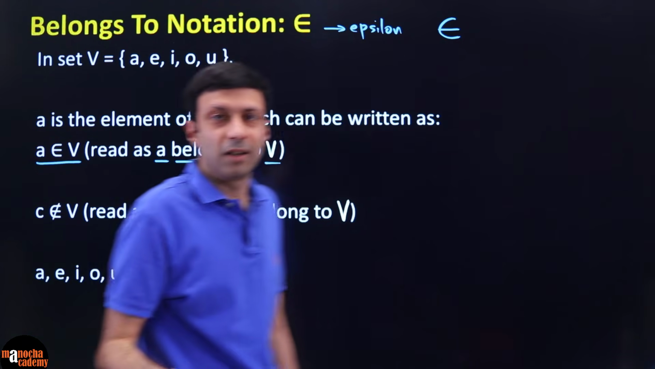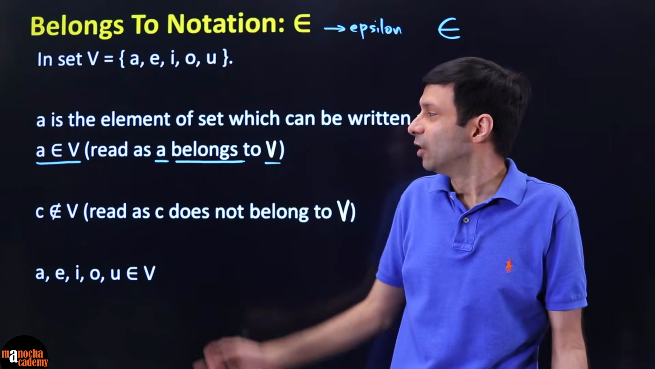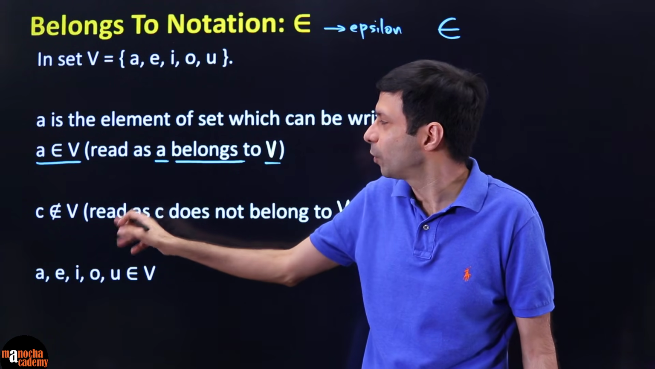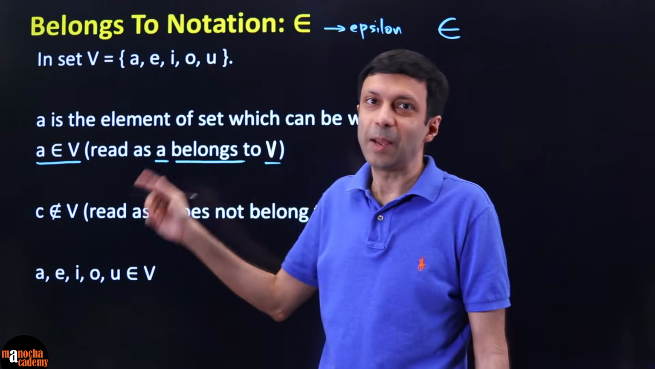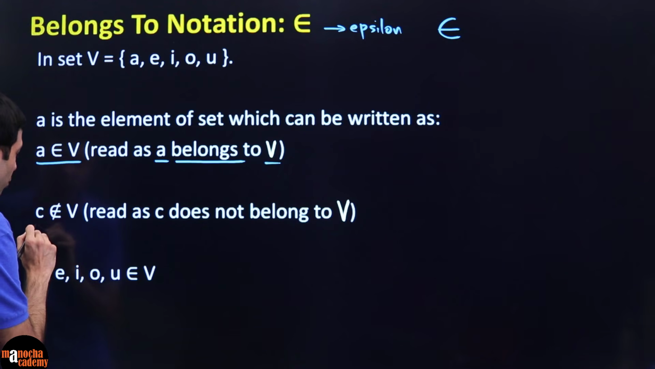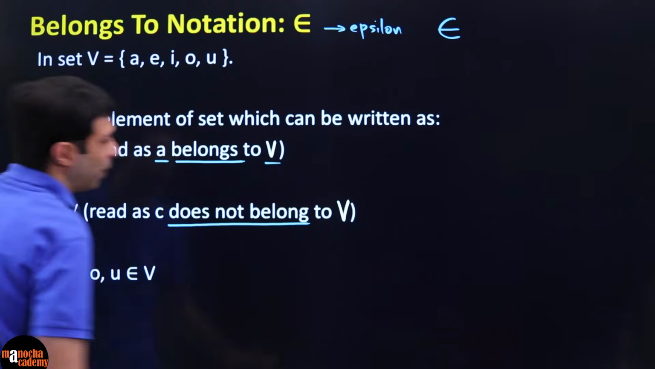Now what about C, does C belong to this set, or D? No, that's a consonant, that's not a vowel. So we write C is not an element, right? Or does not belong to V. So you write epsilon and then you put a line over that, a strike over that. So C does not belong to V, and you will read this as does not belong to.